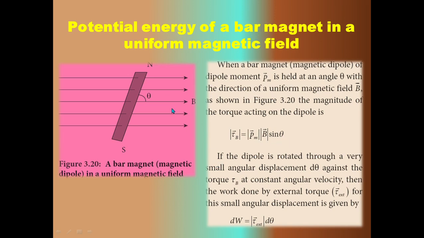Here, if the dipole is rotated through a very small angular displacement d theta against the torque tau B at constant angular velocity, then the work done by an external torque tau external vector for this smaller displacement is given by dW, because work should be done when the external torque is applied on this dipole. dW is equal to tau external vector into d theta, because already we know the formula for work done is nothing but force into displacement.